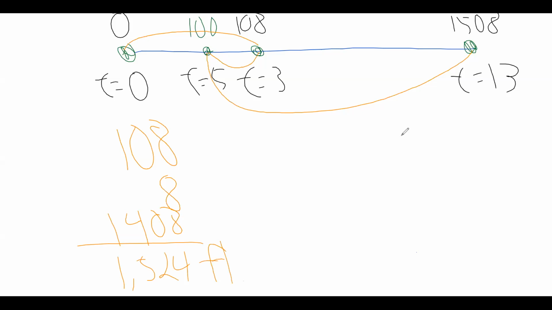Now, that's different than our displacement after 13 seconds. So when you get into physics, or for those of you who've taken physics, our displacement was 1508 feet because we went from 0 feet to 1508 feet. That was kind of like our net gain. But to get that far, we actually had to move a total of 1,524 feet with the stopping and moving backwards and then moving forwards. Okay?